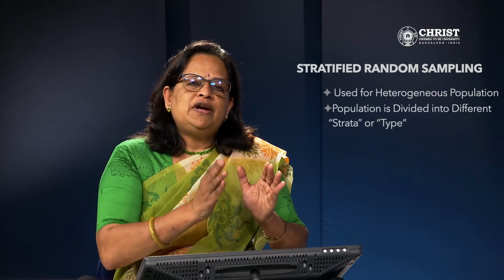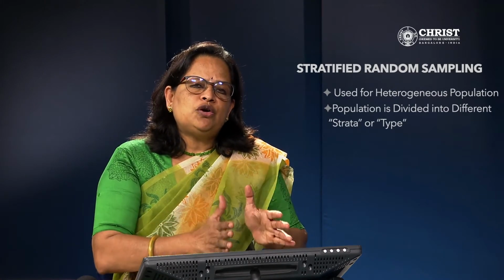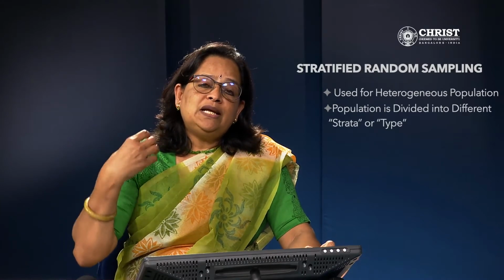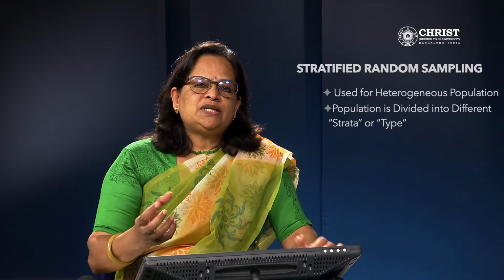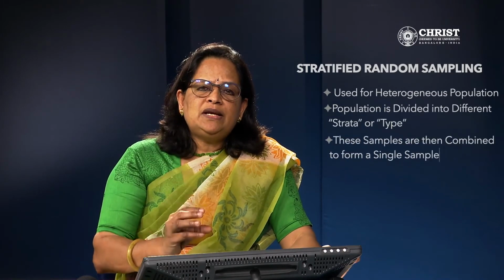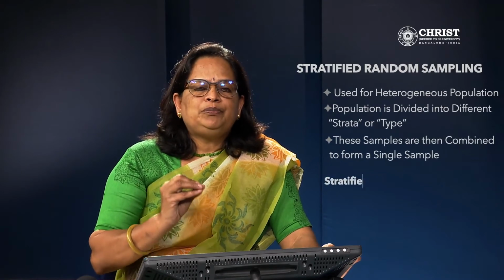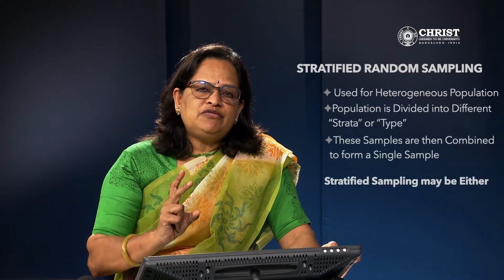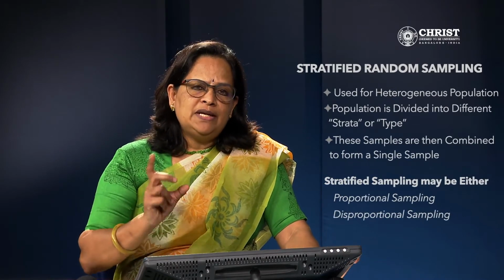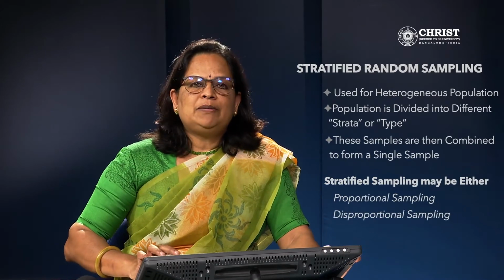Or you can divide it into different types: vegetarians, non-vegetarians, those who eat egg, those from the Jain community. Like this, you can divide it into different types. So strata means a group. Then these samples are combined to form a single sample. Now you have to remember that stratified sampling is divided into two methods. One is proportional sampling. The second one is disproportional sampling.